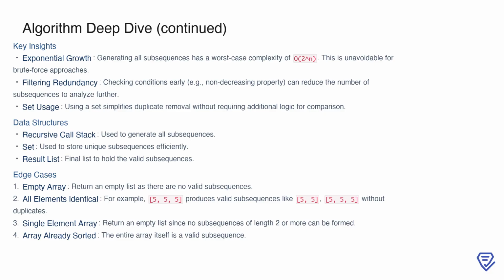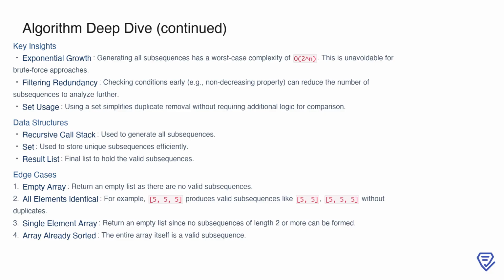Deduplication is handled efficiently by storing subsequences in a set, where duplicates are removed in O(1) time per insertion. Additionally, we can optimize further by implementing early stopping. For example, if the current element is smaller than the last element in the subsequence, we can skip exploring that path entirely, as it would violate the strictly increasing requirement.